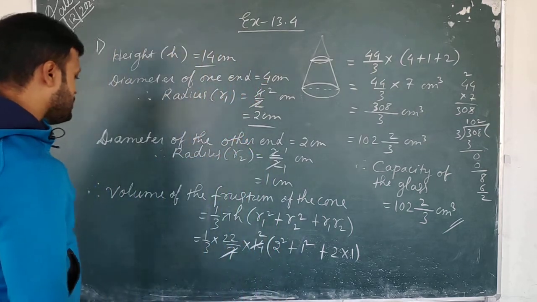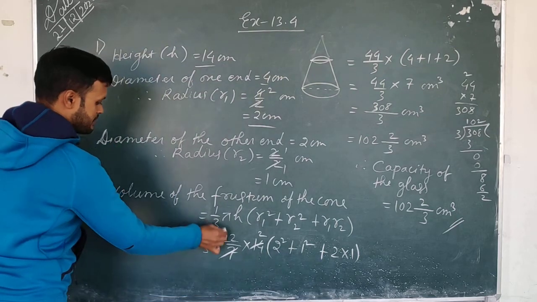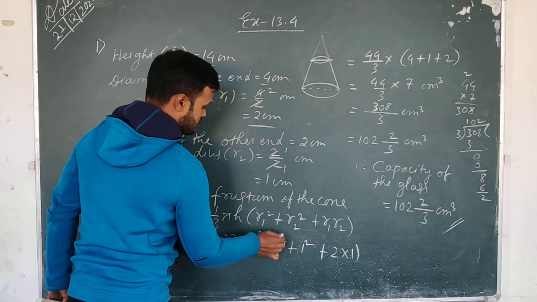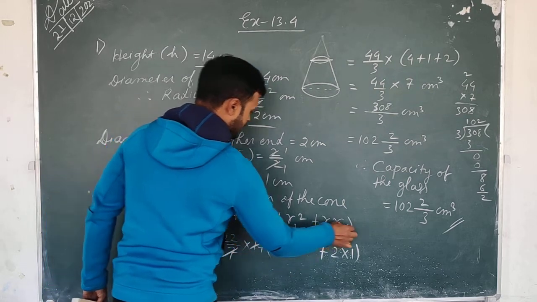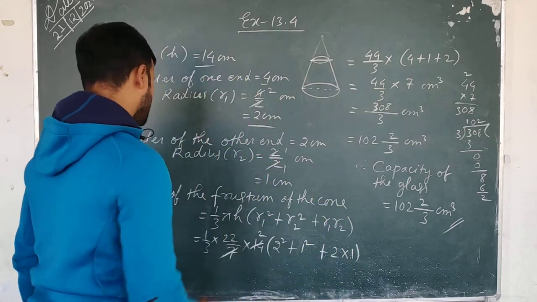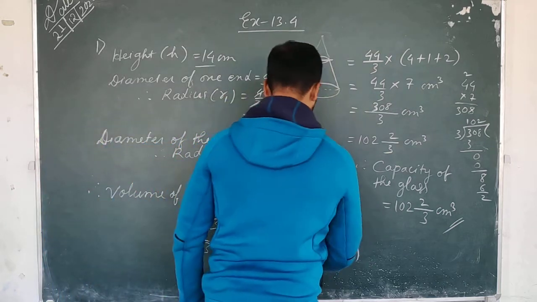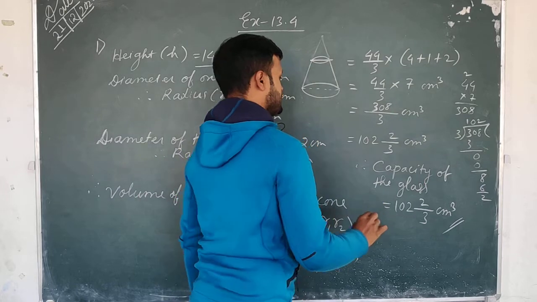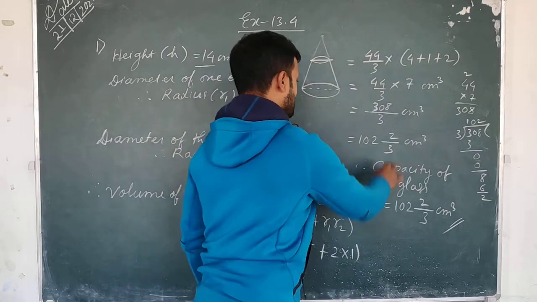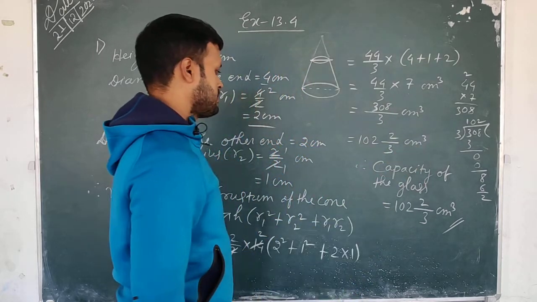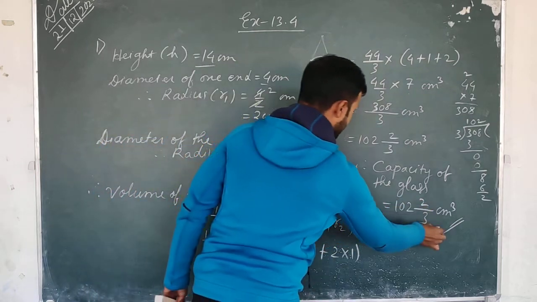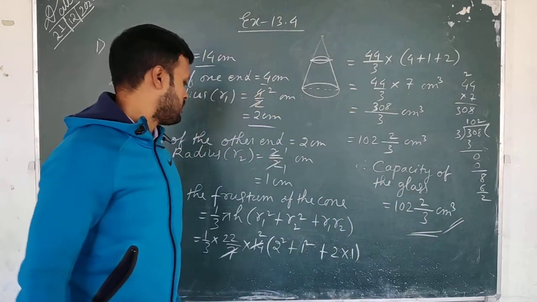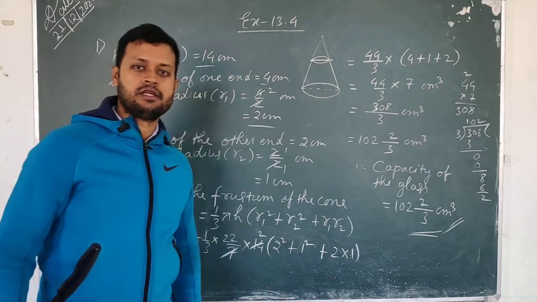Okay. So now you just put the values. 1 by 3, pi means 22 by 7, and h means 14, that means height. R1 square, that means 2 square. R2 square is 1 square. R1 into R2 is 2 into 1. So 44 by 3, and 2 square is 4, 4 plus 1 is 5, plus 2 is 7. 44 into 7 is 308 by 3. Just take it into mixed fraction: 102 2 by 3 centimeter cube. Therefore, capacity of the glass is 102 2 by 3 centimeter cube. Okay, so this is how the formula for volume is used in a frustum.